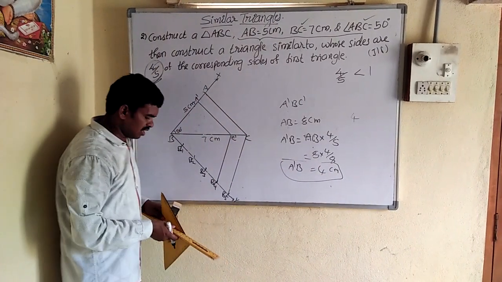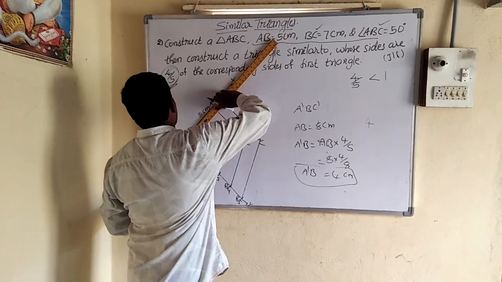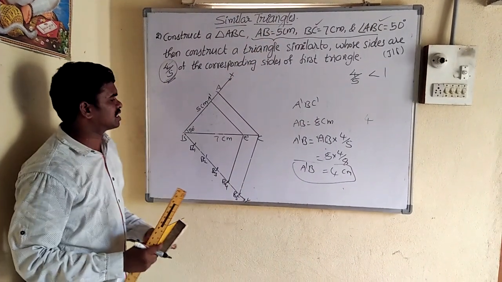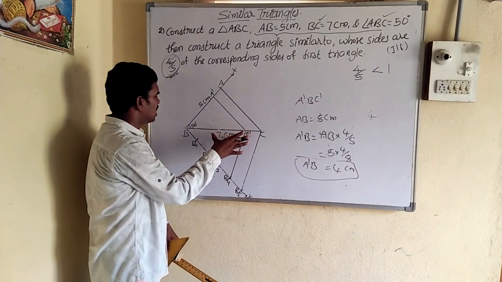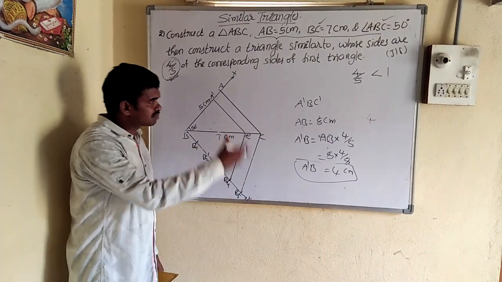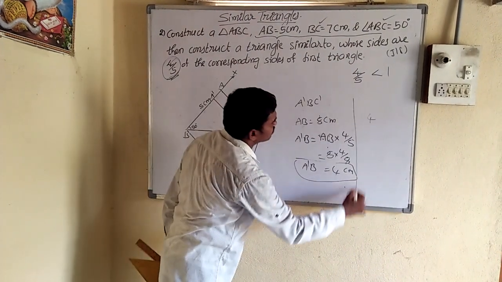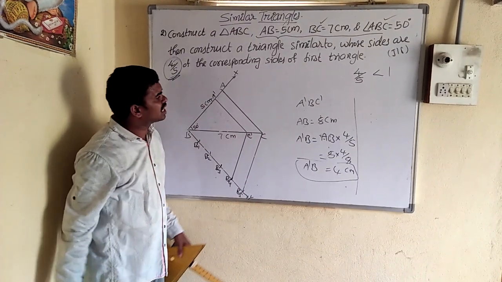Is it right or not? So I am just checking. Okay, so I am getting 4 centimeters, so this is the right answer. Not only one side, you can check the other two sides also, but you will get the same explanation. So the required triangle A dash B C dash is constructed.